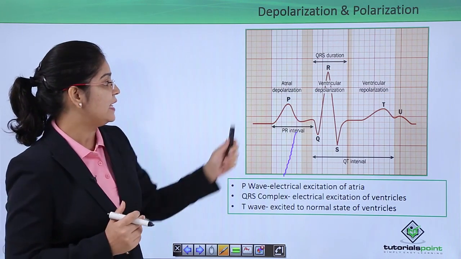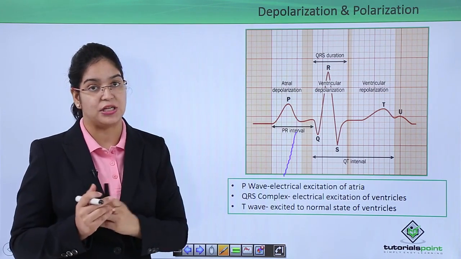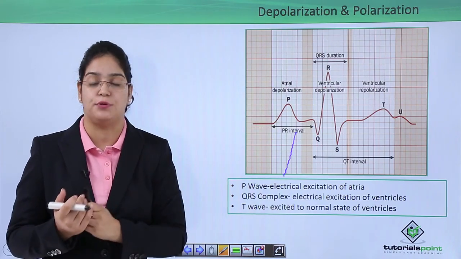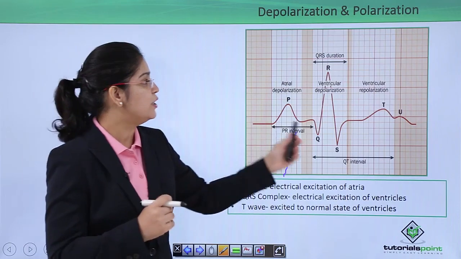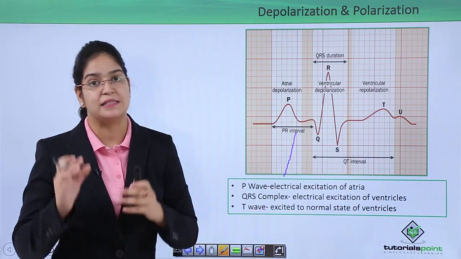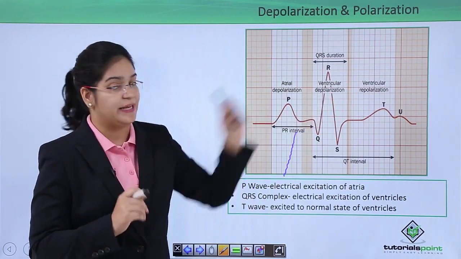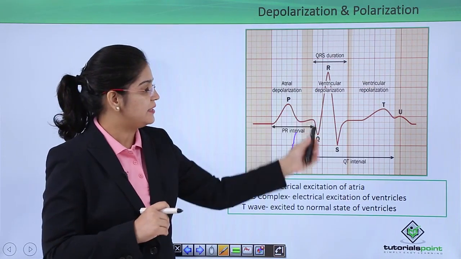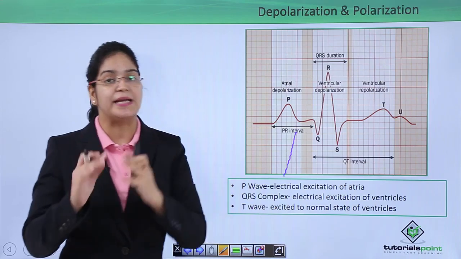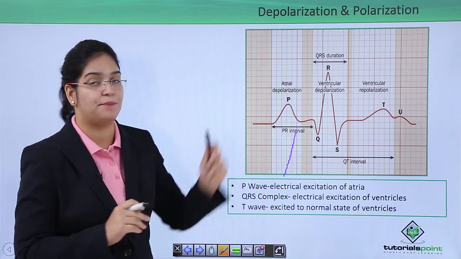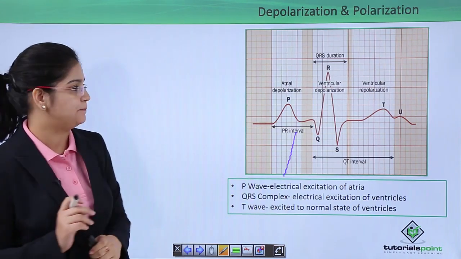Now, again see atrial depolarization. Just after atrial depolarization, which is represented by P, comes the QRS complex, the ventricular depolarization, and just after that comes the T wave, meaning the ventricular repolarization. This is a complete cardiac cycle.